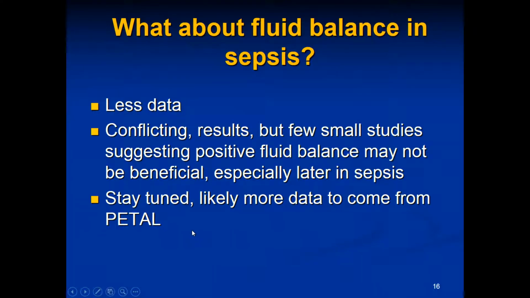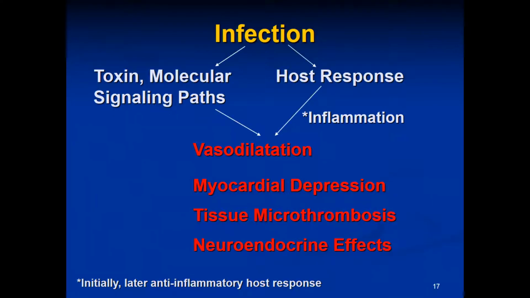There are conflicting results, but a few small studies suggest that a positive fluid balance may not be beneficial, especially later in sepsis, and there is data to support that a positive fluid balance is likely not beneficial in acute lung injury and ARDS. So there will be more data coming out, and the PETAL Network may address this in a future study as well, which is the Prevention and Treatment of Acutely Injured Lungs Network sponsored by the NIH. So I just want to talk with you about the pathophysiology underlying sepsis, so we can talk about some additional therapies and supportive measures and the basis for them biologically.